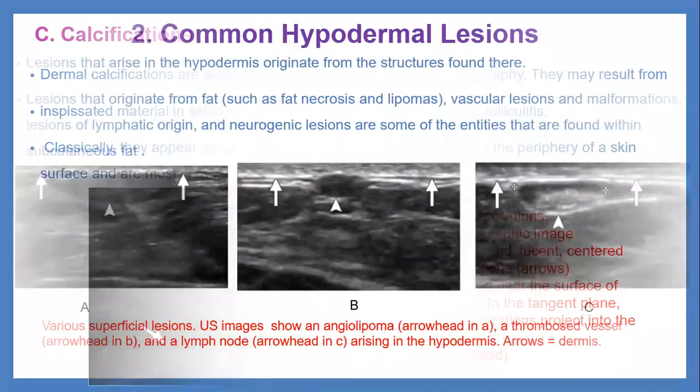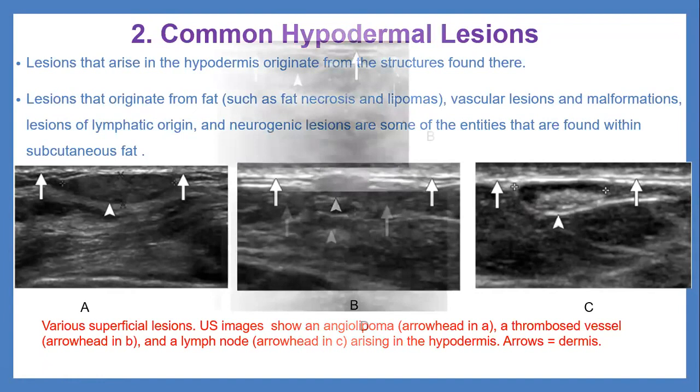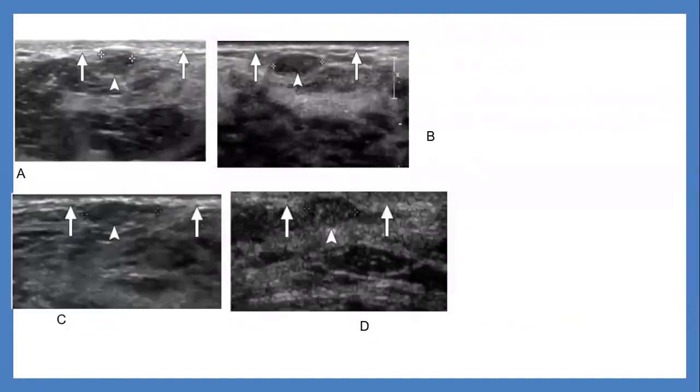What are the common differential diagnoses or common lesions in the hypodermis? Here are examples of angiolipoma in this case, and these are thrombosed veins, thrombophlebitis or Mondor disease, and this here is a lymph node. These are multiple lesions.